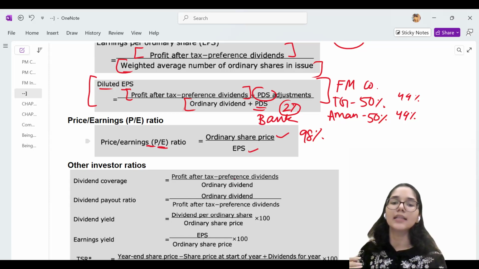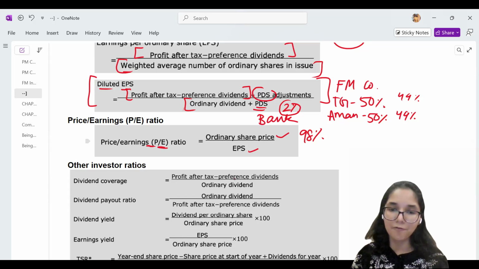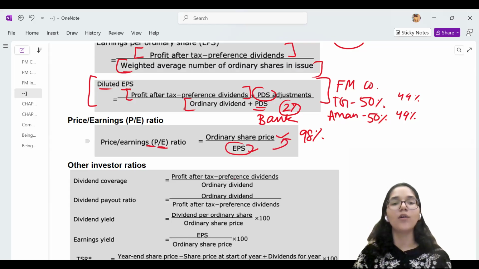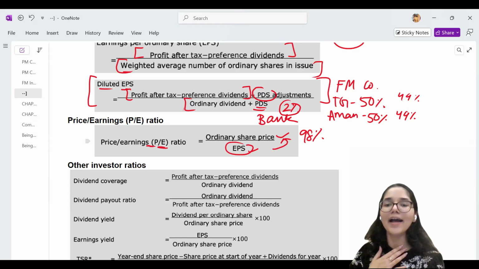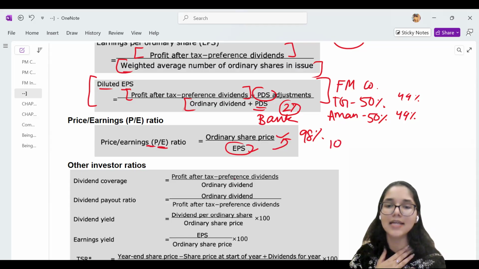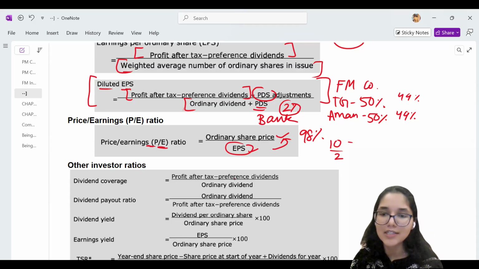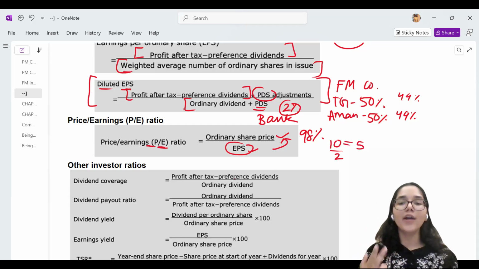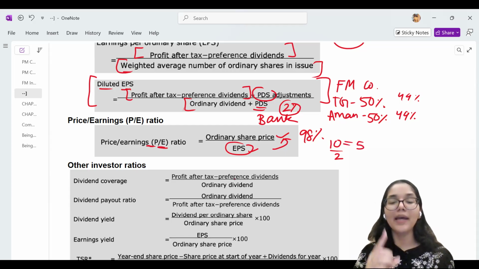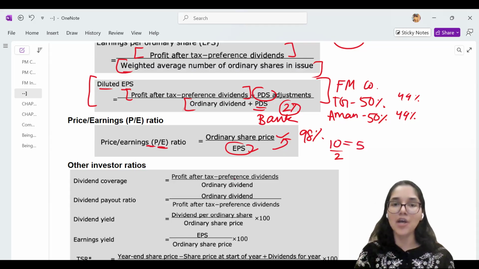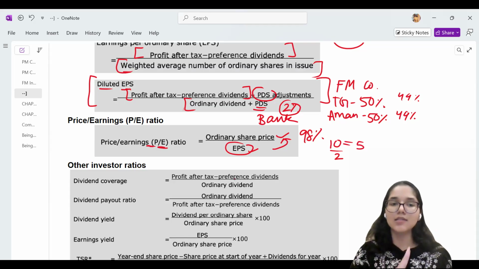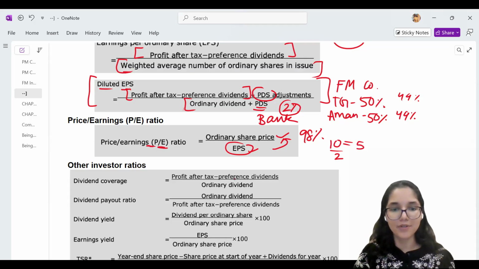So here you see that for every dollar of earning, how much were the shareholders willing to pay? So if I have invested $10 and I've earned a return of 2, that means the PE ratio is 5. That means the shareholders are willing to pay $5 as the share price to earn $1 of earning. This is what the PE ratio represents.